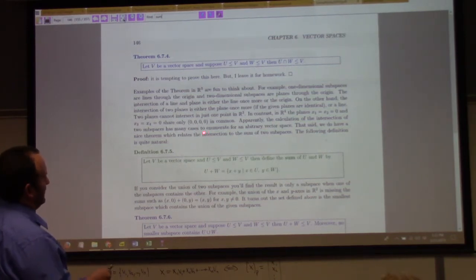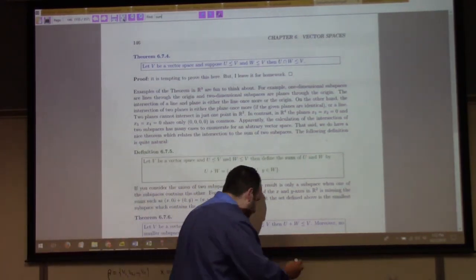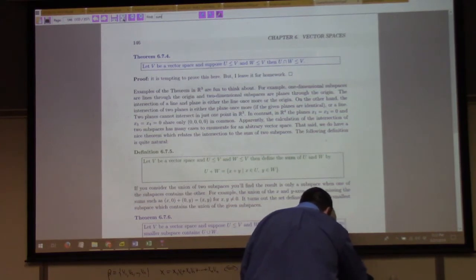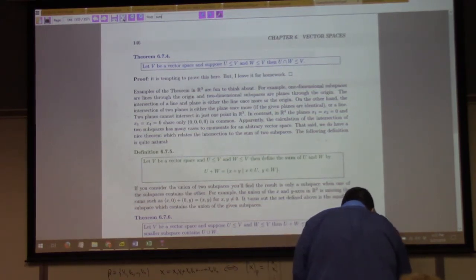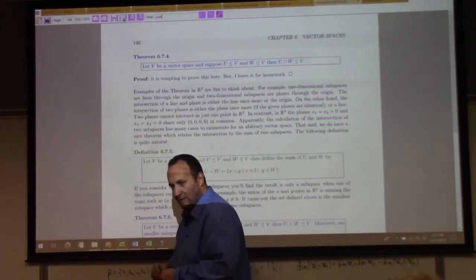We do have a theorem which relates the intersection to the sum. What was that theorem? Which one am I referencing? I'm talking about this theorem. The dimension of W1 plus W2 is the dimension of W1 plus the dimension of W2 minus the dimension of the intersection.